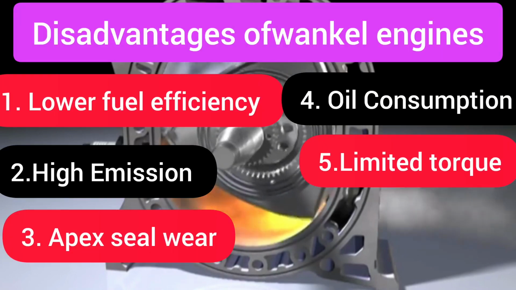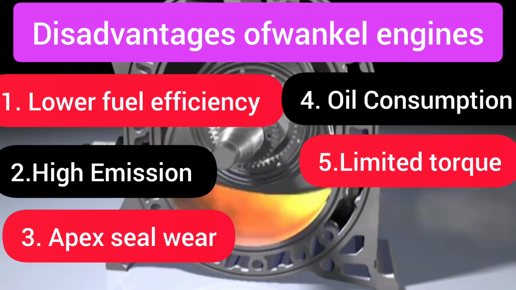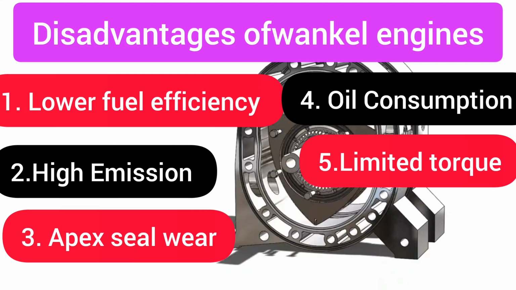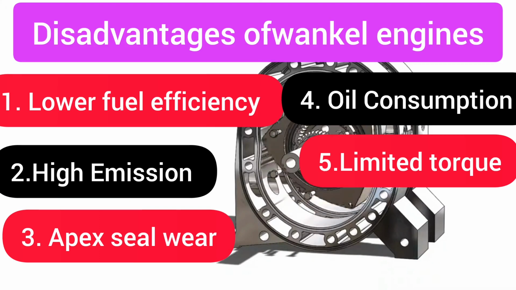Disadvantages. The Wankel engine, while having some advantages such as compact size and smooth operation, also has several disadvantages. 1. Lower fuel efficiency. Wankel engines typically have lower fuel efficiency compared to traditional piston engines, especially at high speeds and under heavy loads. This is due to their design and combustion characteristics.